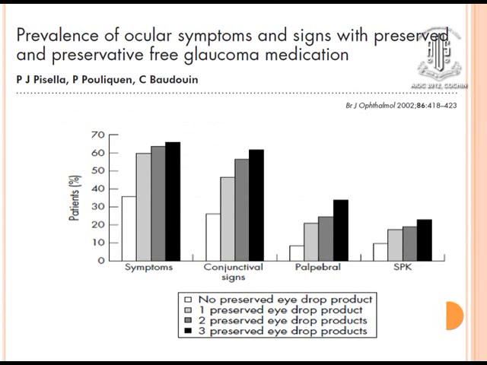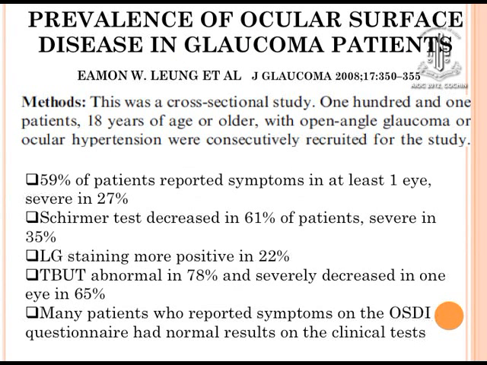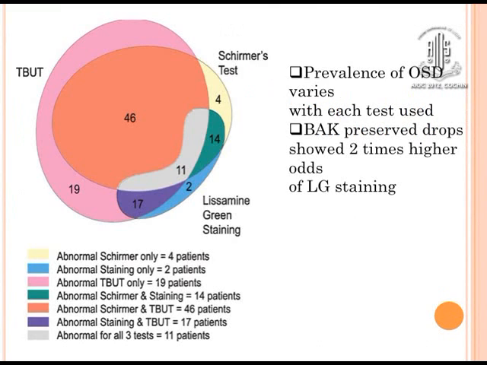As we use the medication for a longer duration, and the more medications used, you have more symptoms and more signs. This was studied in the Leung et al. study that was already mentioned, and all those studies tell that there are abnormalities in TBUT and Schirmer in glaucoma patients, and also in 20% of them there was more lissamine green staining, and lissamine green staining increased with the number of medications being used.